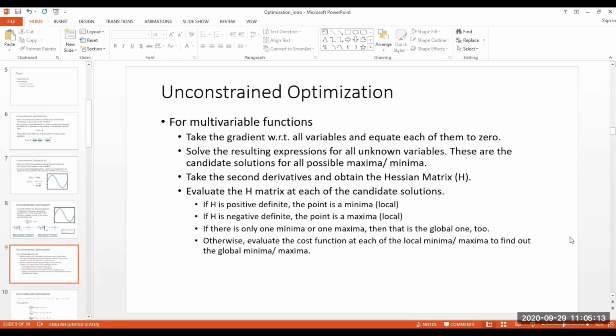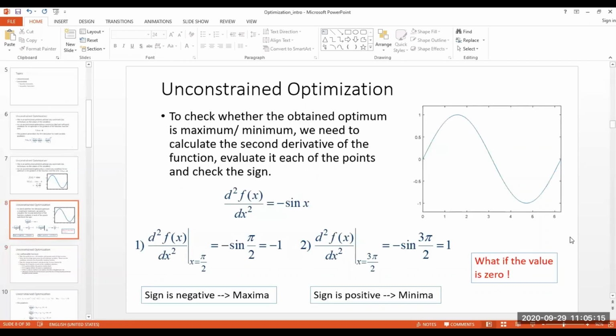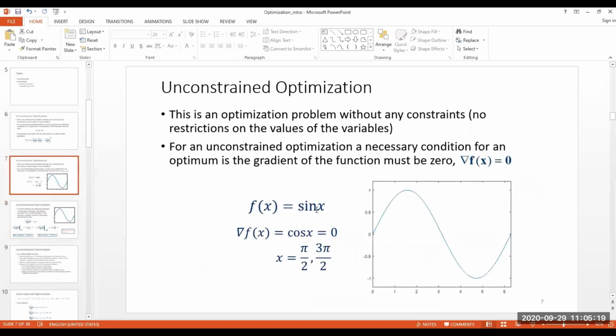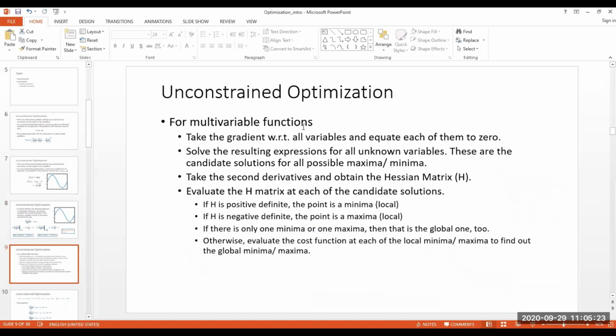So for multivariable functions, till now we have discussed a single variable function. Our function was f of x equals sine of x. Right now we are looking at a multivariable function, still unconstrained optimization. What we have to do is go through all these steps.